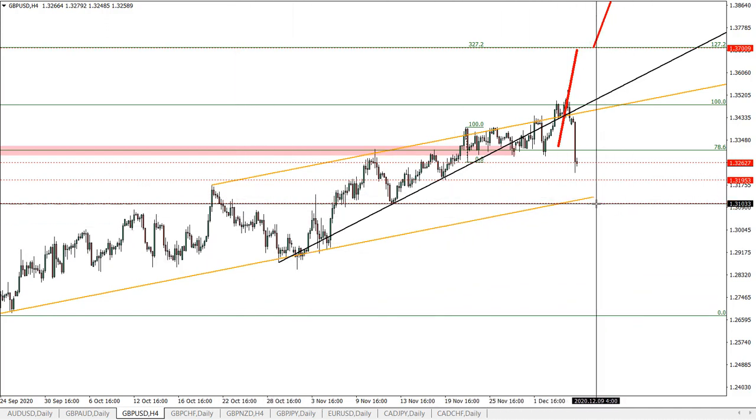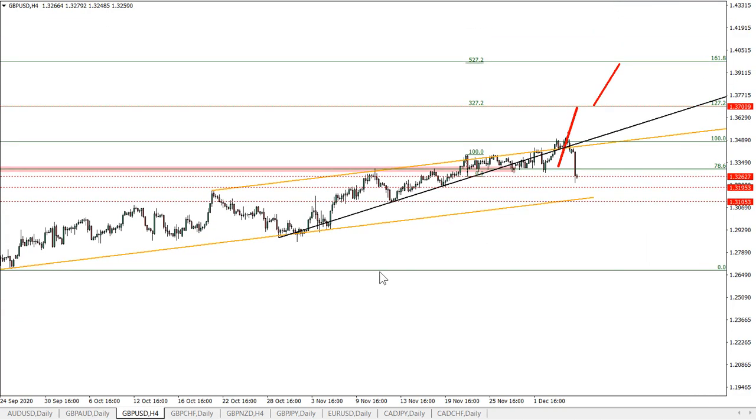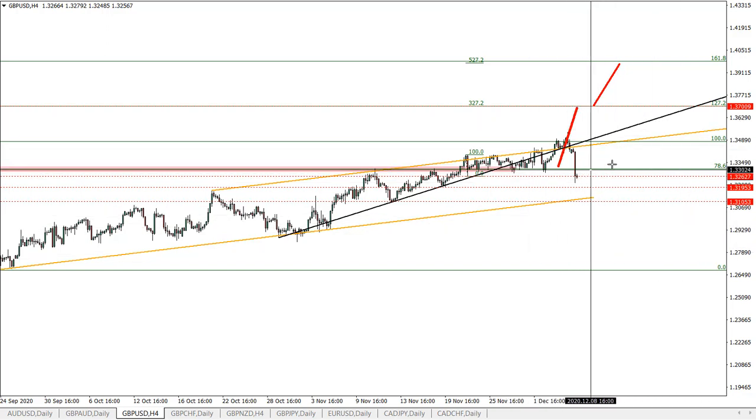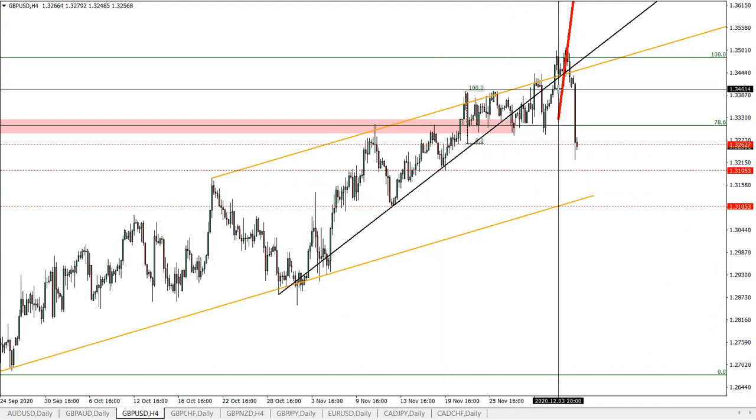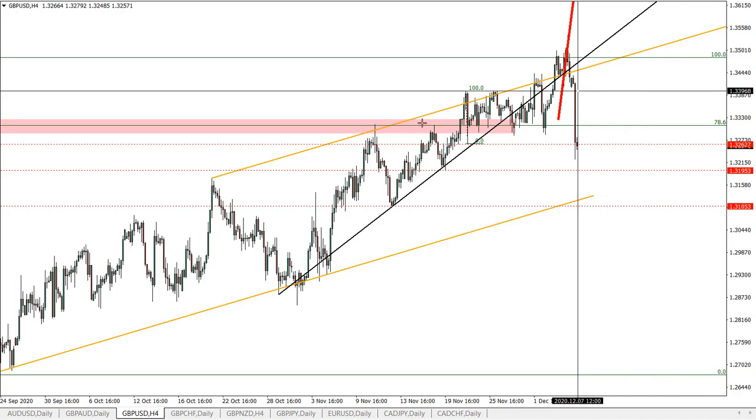So it is also possible that we will retest 131 before the uptrend continues, but this is a bullish trend. I do expect at some point the trend to continue. Correction is healthy considering that it was a pretty decent uptrend. So this correction may be consolidation before it goes up.